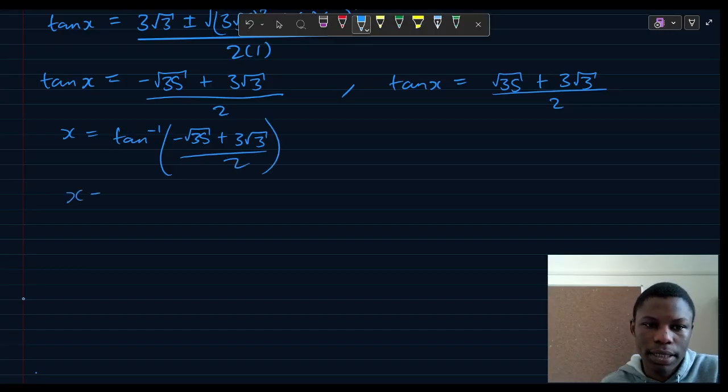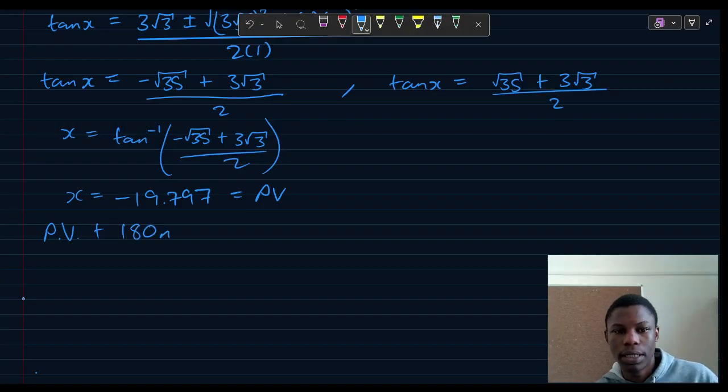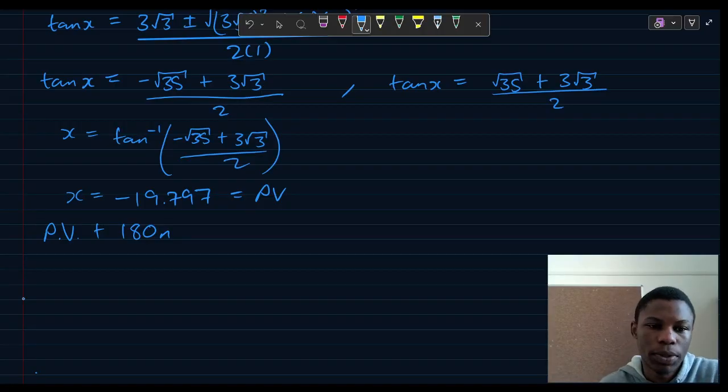And so x is equal to, punch that into the calculator, arctan of negative root 35 plus 3 root 3 over 2. And this gives negative 19.797. And this is also known as our principal value. So we can use this beautiful formula PV plus 180N to get our solutions that are within the given interval.